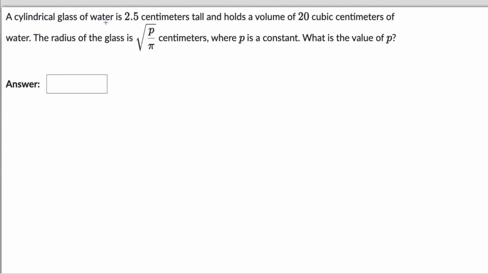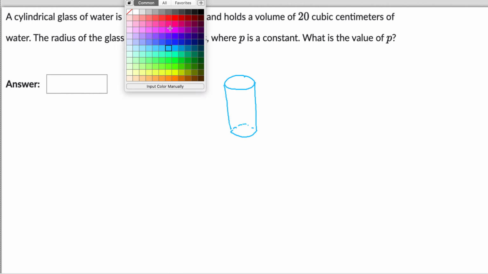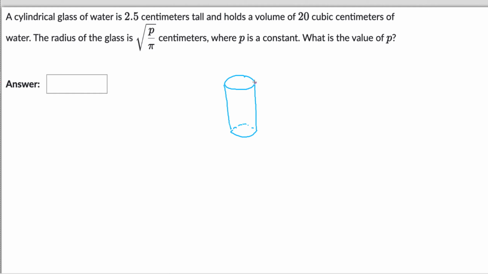We're going to be talking about a cylindrical glass of water. If you look, again, on your reference sheet, a cylinder looks like this. So here's a typical cylinder. Basically it tells you how tall it is. How tall it is, its height, is h, so it goes from here down to here.